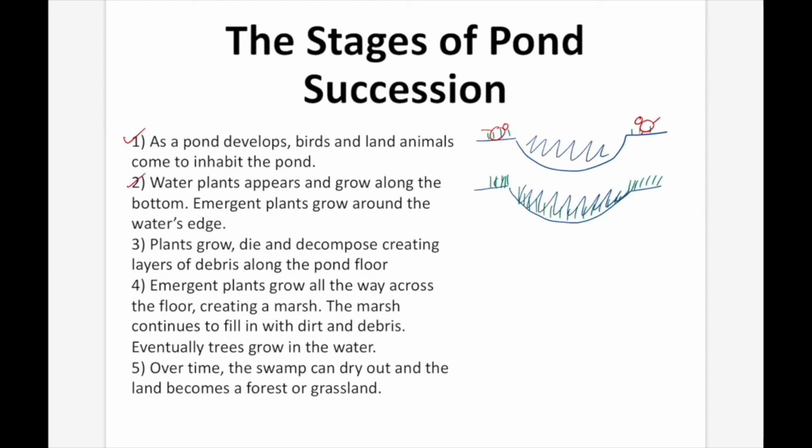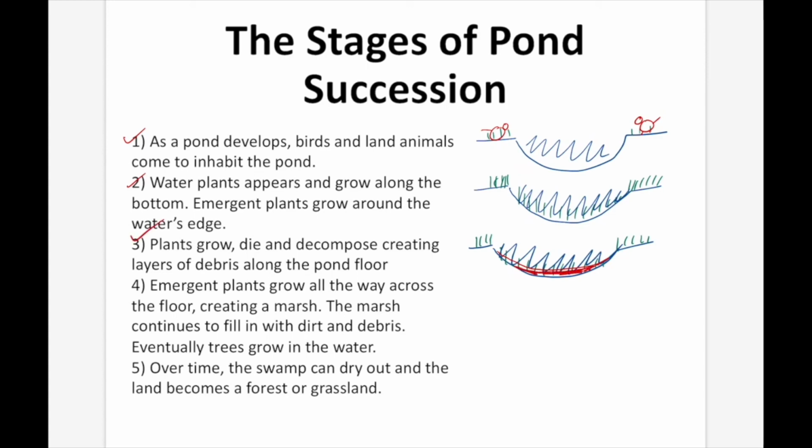So our plants and our animals are eventually going to die and decompose, creating a layer of debris along the pond floor. And now we're going to start getting a layer that's going to make our pond floor go up a little higher. So it's going to look something like that. Emergent plants grow all the way across now, creating a marsh.